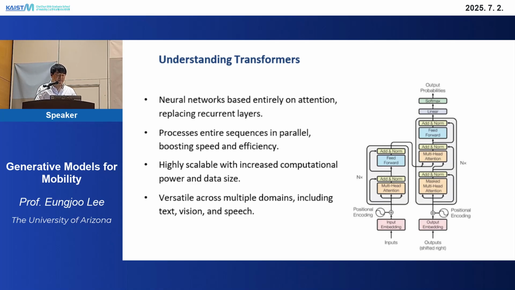So let's talk about the transformer. This is a neural network based on attention. Previously, people used recurrent neural networks and recurrent layers, but now you are using an attention module in this transformer architecture. The transformer model processes entire sequences in parallel, which boosts speed and efficiency. This architecture is highly scalable with increased computational power and data size, which could also be a limitation, but anyway, this is one of the characteristics.